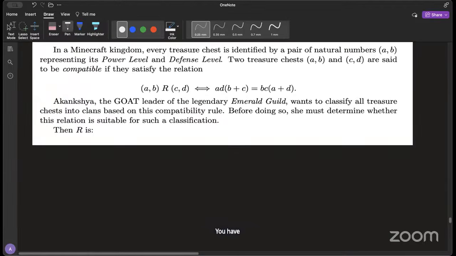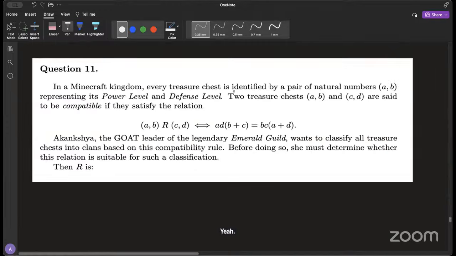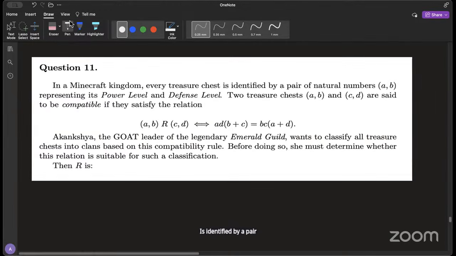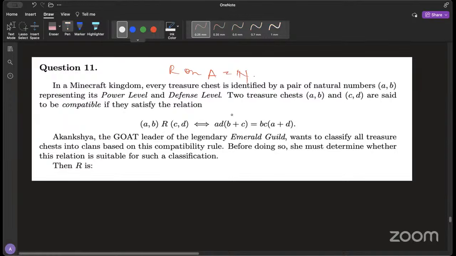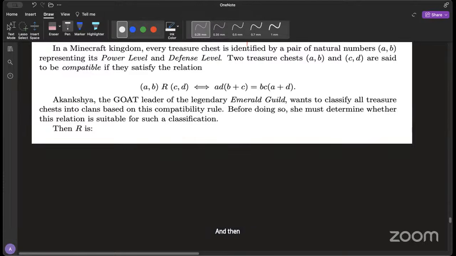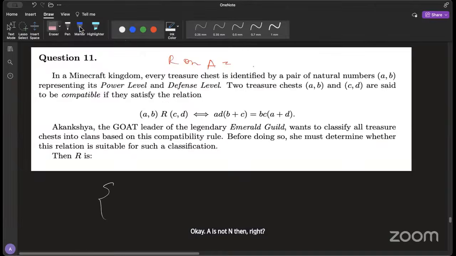You don't have to read this entire thing. We know that there is a set given to us, which is identified by a pair of natural numbers. That means your A, the relation you define R on A, right? So your A is given to be natural numbers here. And then the relation is this: AB is related to CD. Now, A is not N then, right? It's N cross N.